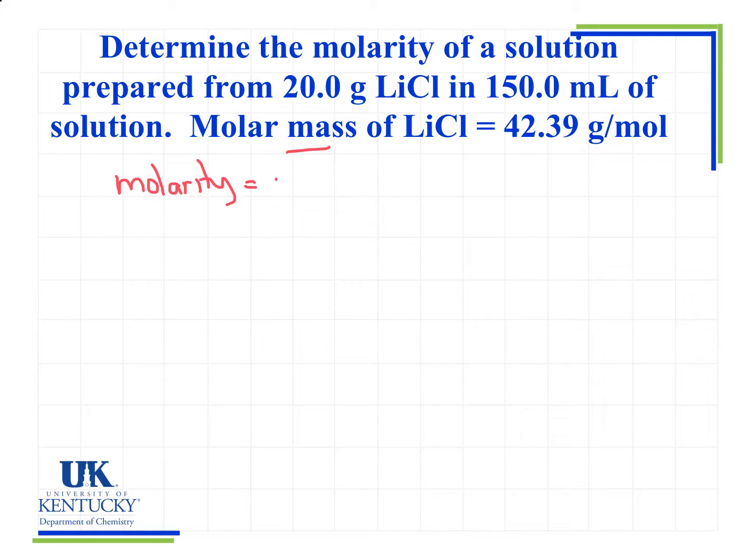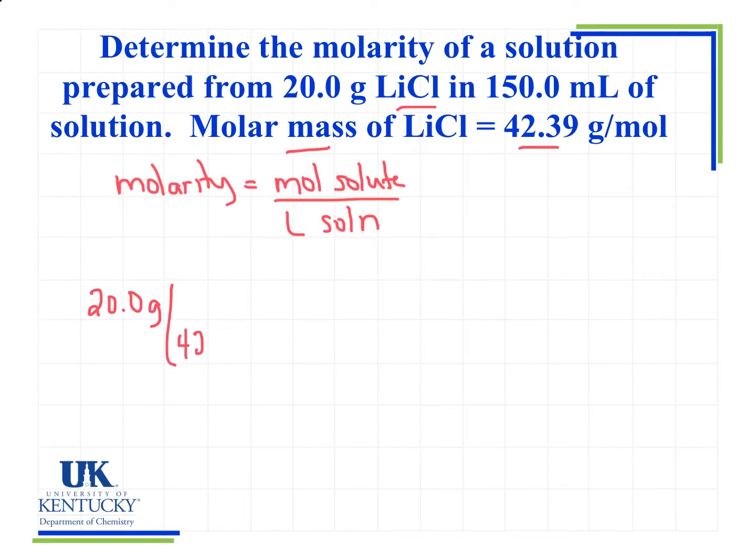So molarity is moles of our solute, and in this case it's going to be our lithium chloride, over liters of solution. So what I need to do is figure out both the moles of my solute and the volume in liters of my solution. So when I look at the problem, I notice that I'm not given the moles of lithium chloride, but I am given the grams of lithium chloride, and I'm also given the molar mass, although you could find that if it wasn't given. So I can use the mass and the molar mass to actually find the moles of lithium chloride.